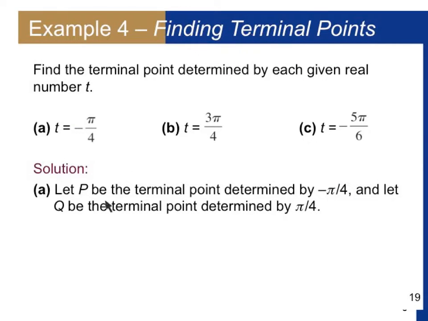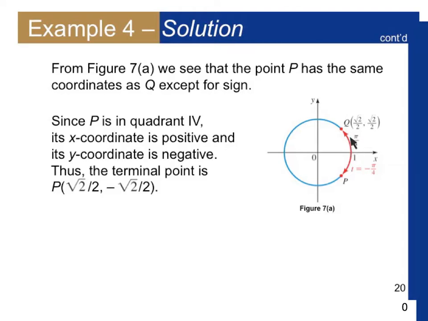Let's say t equals minus pi over 4. Let P be the terminal point determined by minus pi over 4, and we'll let Q be the terminal point determined by plus pi over 4 to start. And notice that Q, pi over 4 is this way, gives us plus square root of 2 over 2, plus square root of 2 over 2. If we go the opposite way, what happens? Well, the only thing that changes is our y. Our x stays the same.